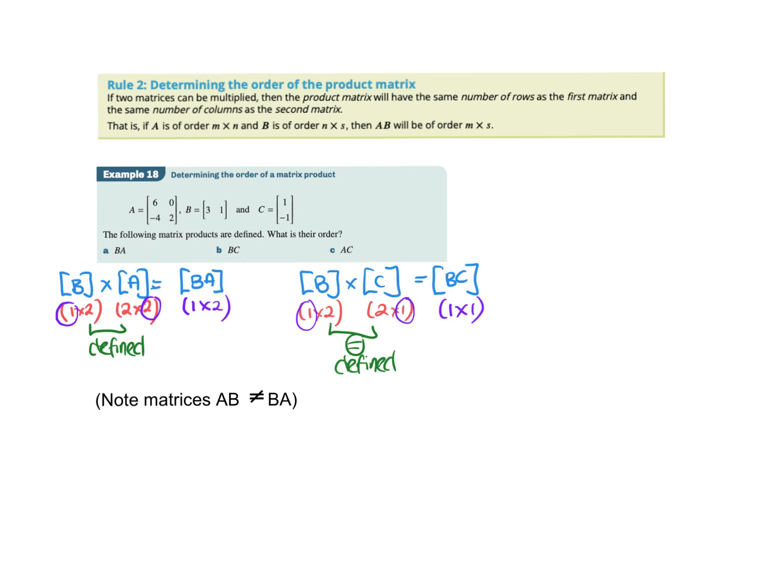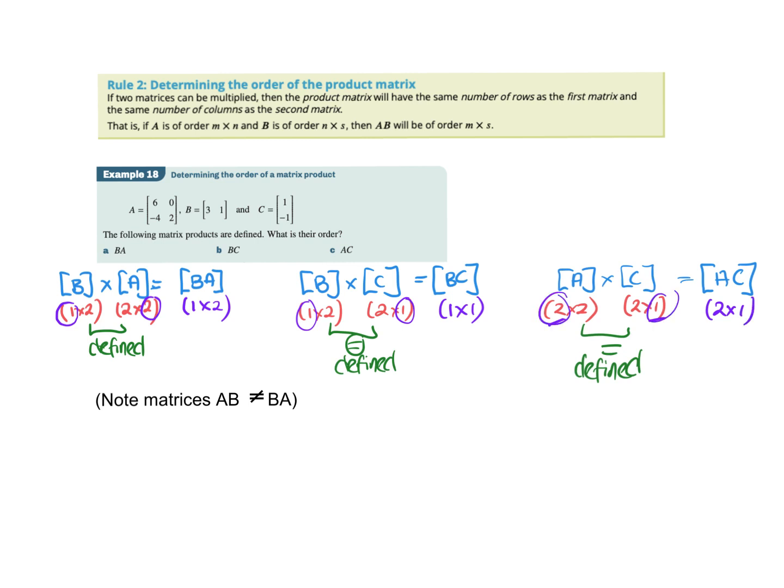And then the last one, they're saying we've got A times C. So the order, A was a 2 by 2, C was a 2 by 1. Is that one defined? Yes. So if it's defined, we're going to end up with an answer, the AC matrix. And what order will it have? It'll have a 2 by 1. We're taking from that 2 and the last one there.